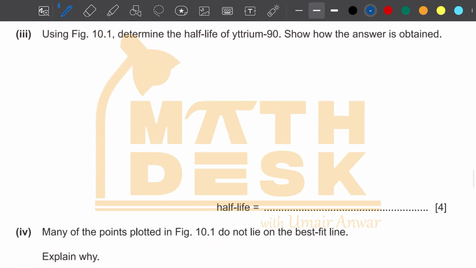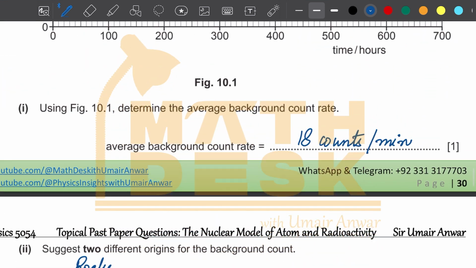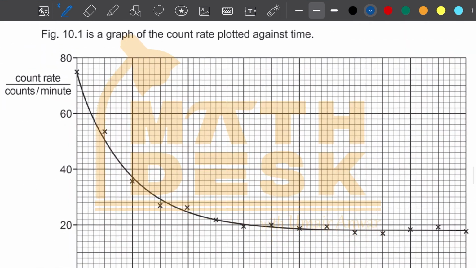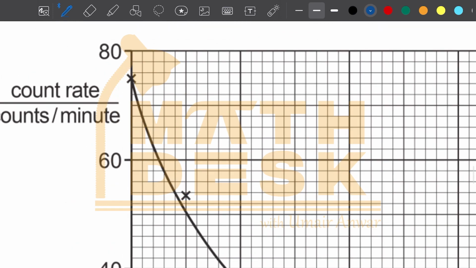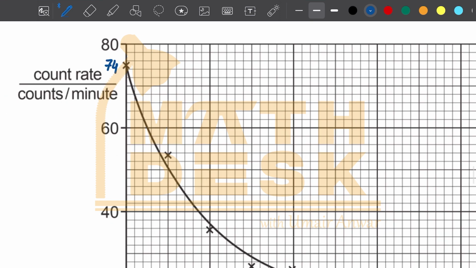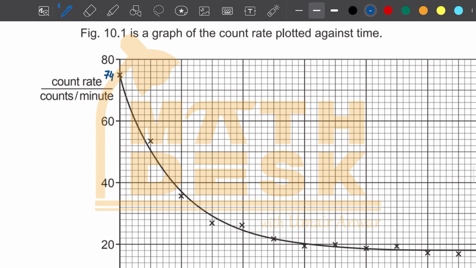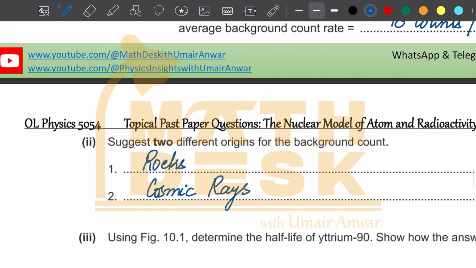Using figure 10.1, determine the half-life of yttrium-90. Show how the answer is obtained. So from that graph, we have to find the half-life. We can see that the initial value for the count rate is 74. We have already found the background count rate, which was 18.